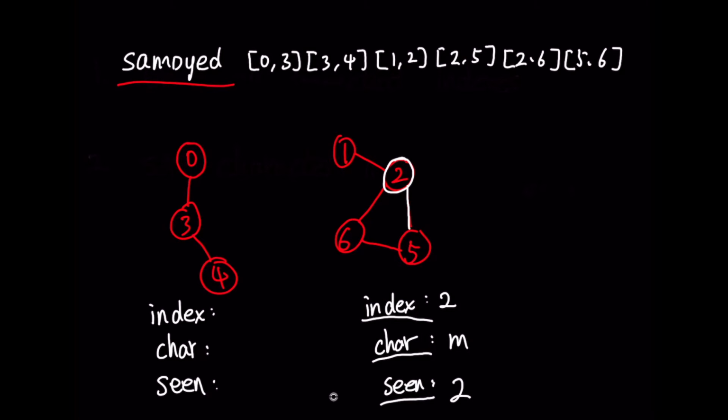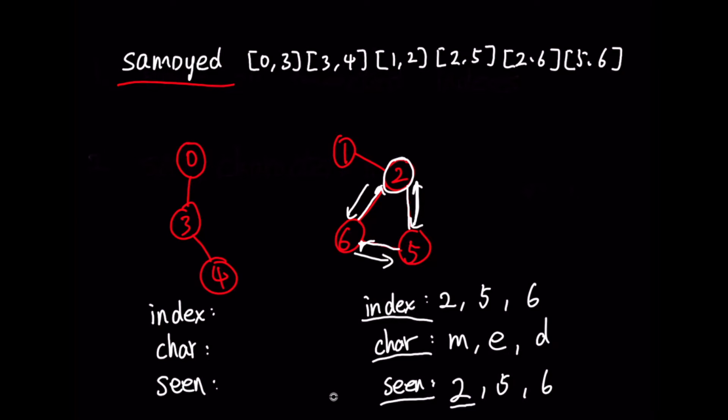And then it can go to 5, so we put 5 here, and put E here, and put 5 in the set. Then from 5, it can potentially go back to number 2, but because we already saw number 2, you go back to 5 and find another path, going to 6. So we have 6 here, D here, and 6 in the set. Same thing, 6 will go to number 2, find out we already visited, so you go back to 6, and then back to 5.